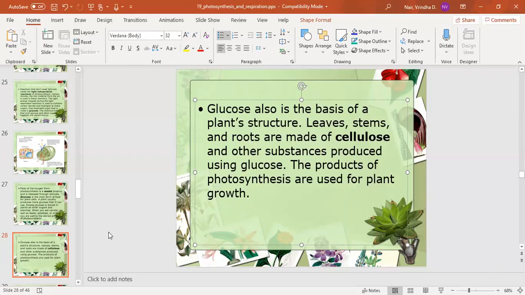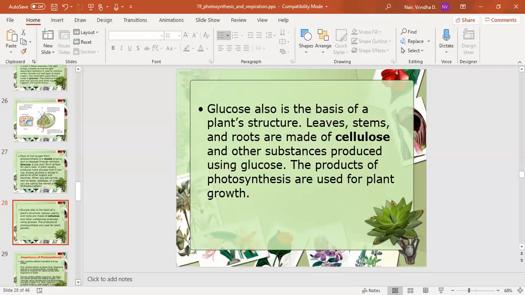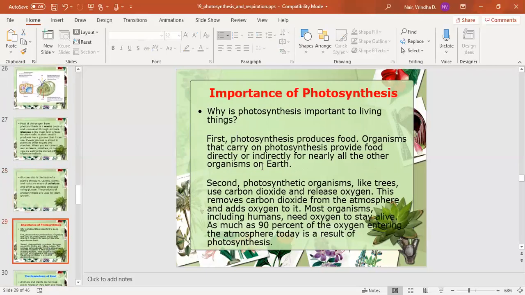So with that, one more slide. Importance of photosynthesis. Why is photosynthesis important? First, photosynthesis produces food. Organisms that carry on photosynthesis provide food directly or indirectly for nearly all the organisms on Earth. Second, photosynthetic organisms like trees use carbon dioxide and release oxygen. This removes carbon dioxide from the atmosphere and adds oxygen to it.